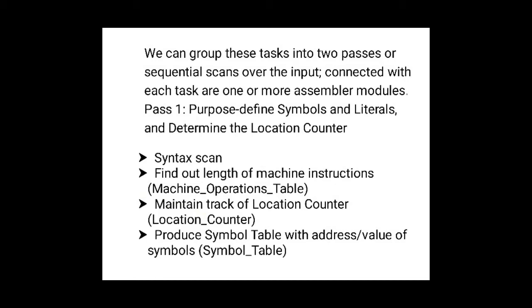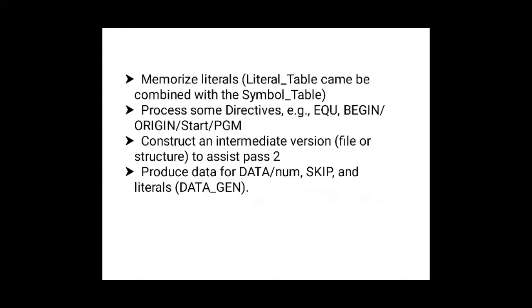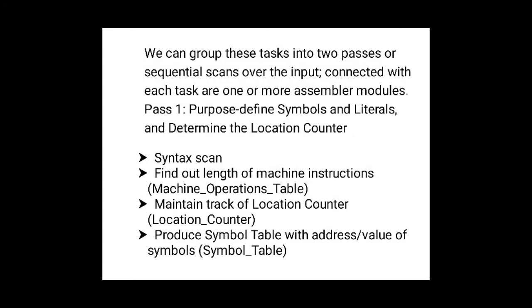Now let us see what is happening in pass 1 and pass 2. In pass 1, the purpose is to define the symbols and literals and determine the location counters, as we discussed in the previous slide. For doing that, the assembler first scans the syntax. Then it finds out the length of machine instructions, which is available from the table called the machine operation table, that is MOT, which we have seen in the assignments and MCQs of the previous class.